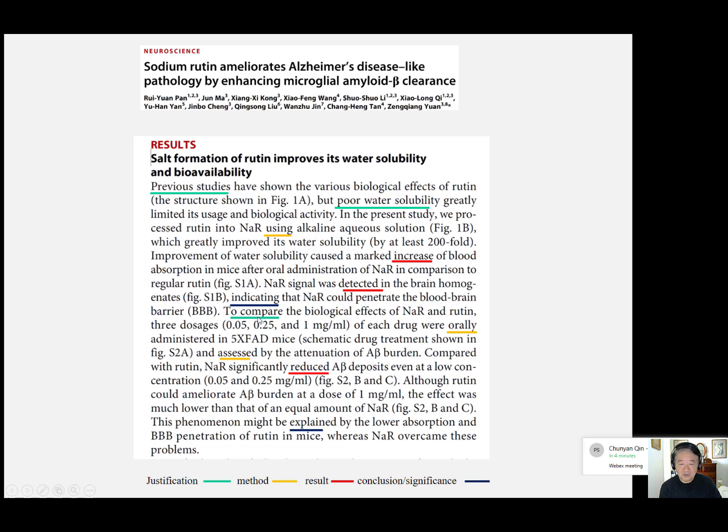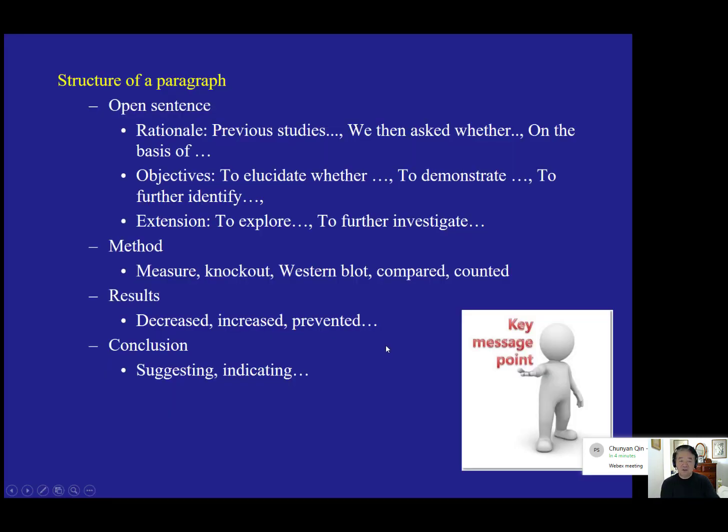Now here you have your aim, this method, then conclusion. So this is the structure flow. Therefore, if we summarize the structure and the way that you can write a paragraph in the results section, you can start with the open sentence, give a rationale, or you can start with objectives, or you say I want to extend previous old knowledge into new.